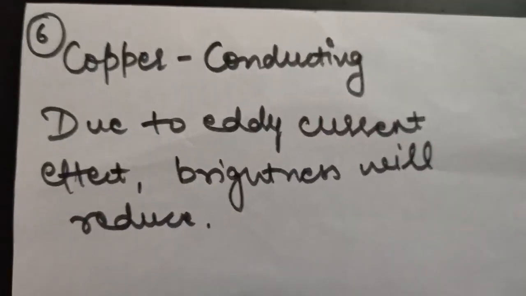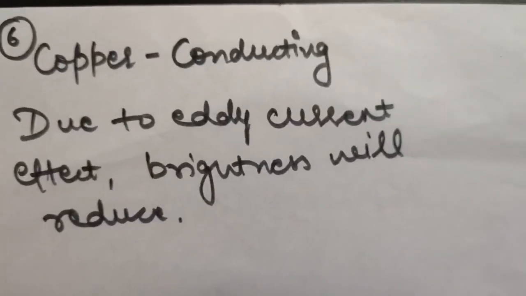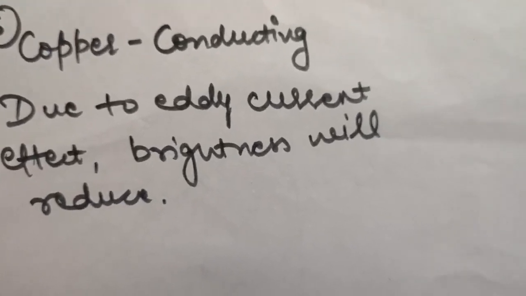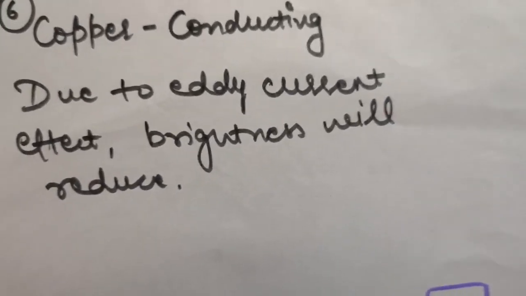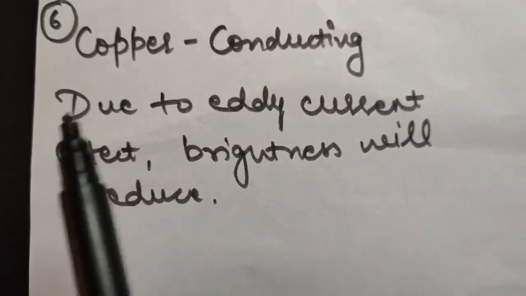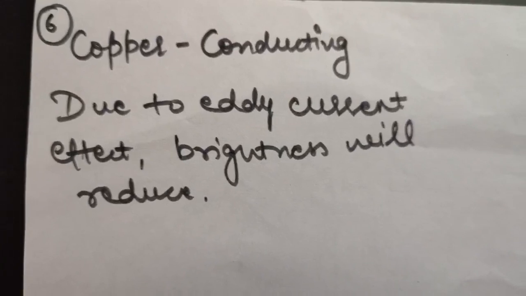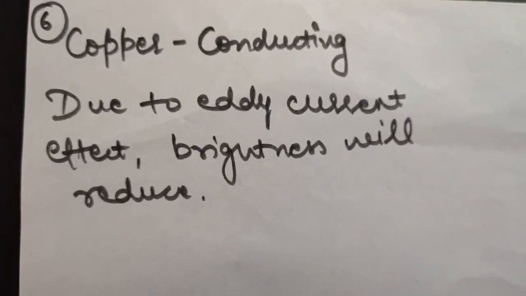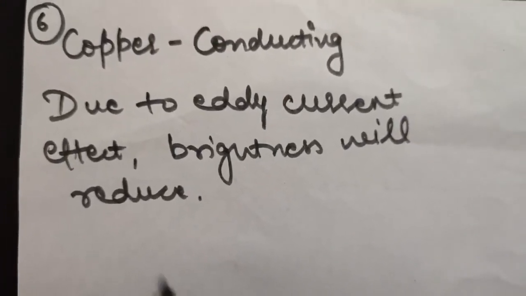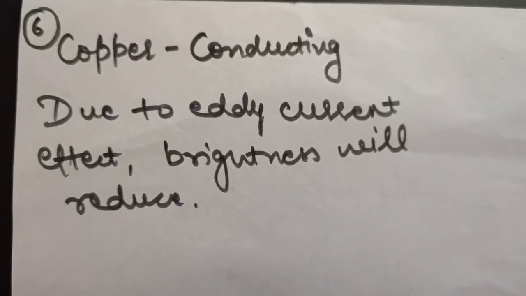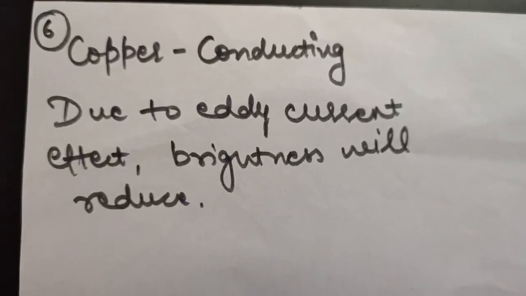Okay, so the next is the sixth question. It says that when a copper sheet is inserted between the two coils, what will be the effect on the brightness of the bulb? Now, as you know, copper is a conducting material, so therefore the copper sheet is a conducting sheet. Now, as you know, in metals, eddy currents are produced, so the eddy current effect will come into place, and therefore the brightness of the bulb will reduce due to the eddy current effect.